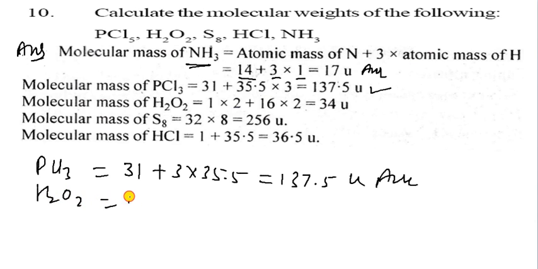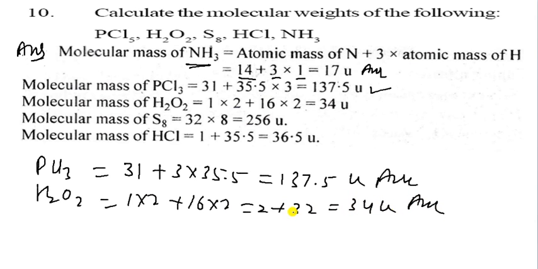Now come to the H2O2. What will be H2O2? H is 1 into 2 plus O is 16 into 2. So what will be 2 plus 32? So it is 34 unit. So that will be your answer.